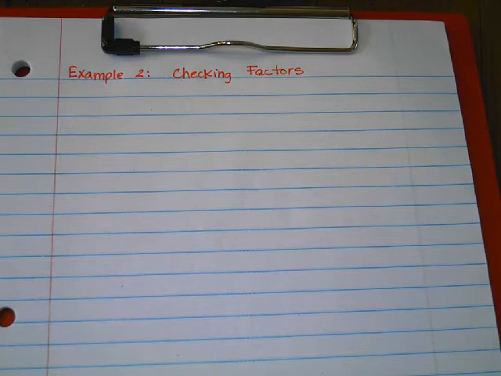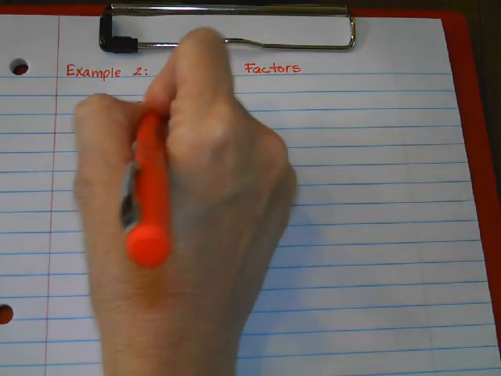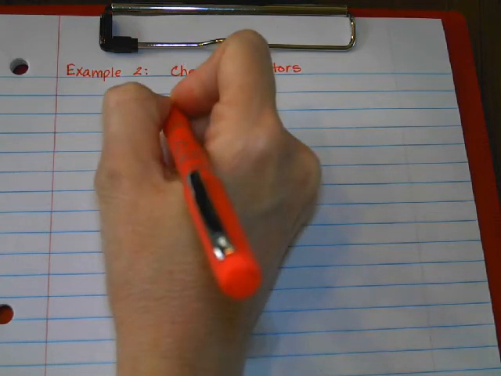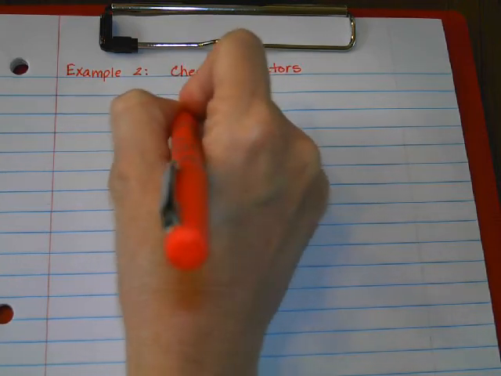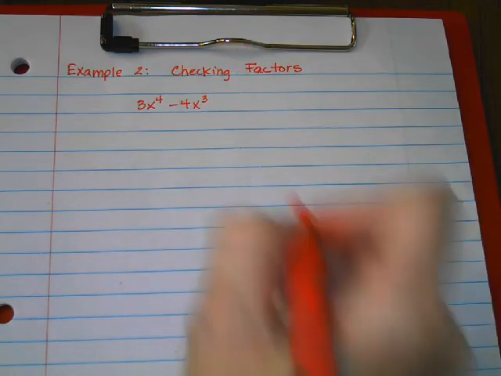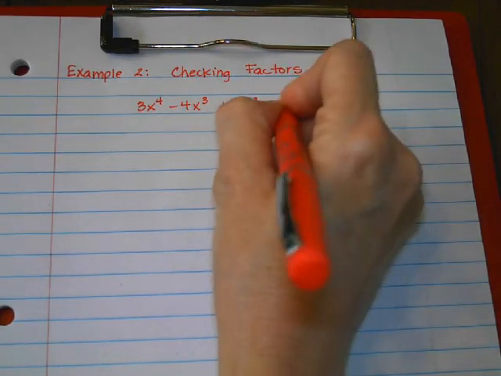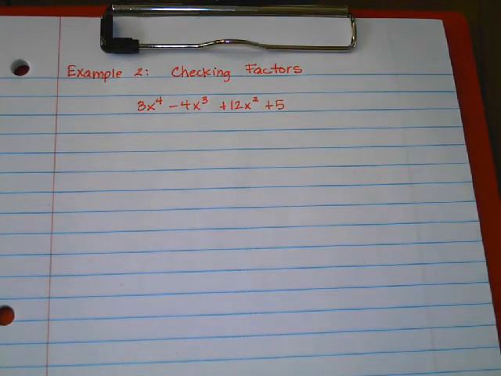All right, so for this example, we're going to check to see if a factor that we are going to divide by is indeed a factor of the polynomial. So we're going to go ahead and start with the one they give us in the textbook, which is 3x to the 4th minus 4x cubed plus 12x squared plus 5. This is a polynomial that they give us.